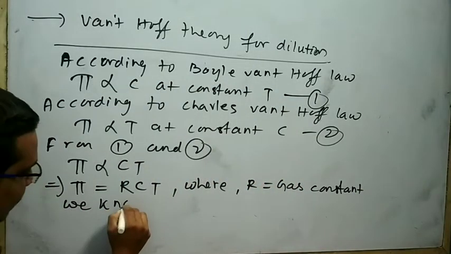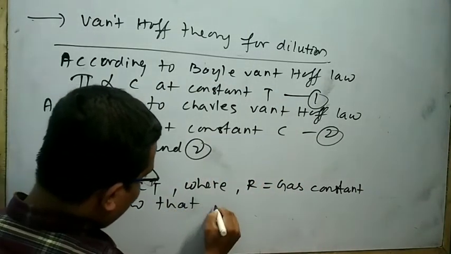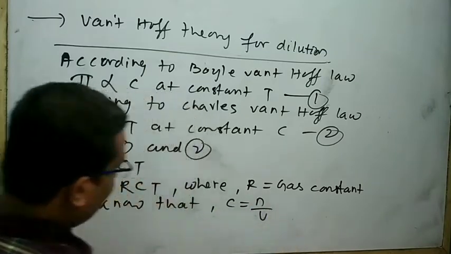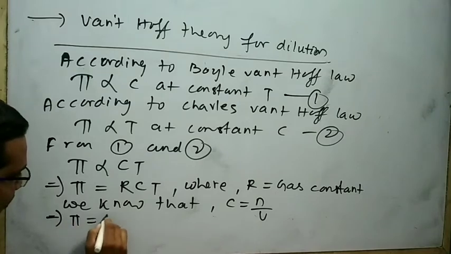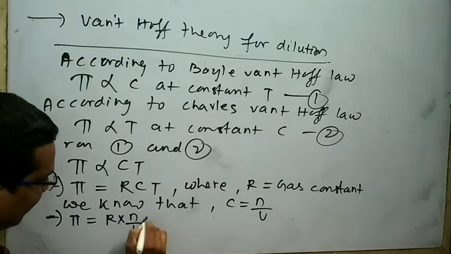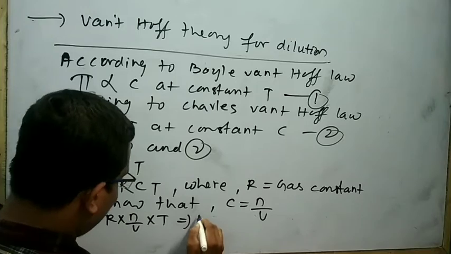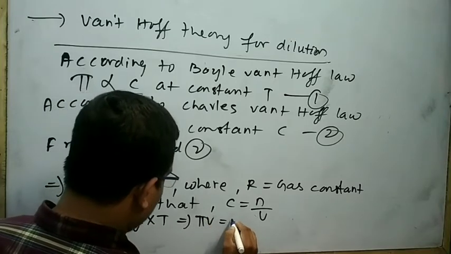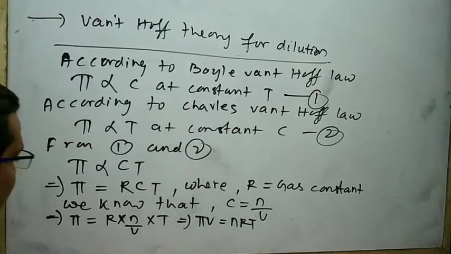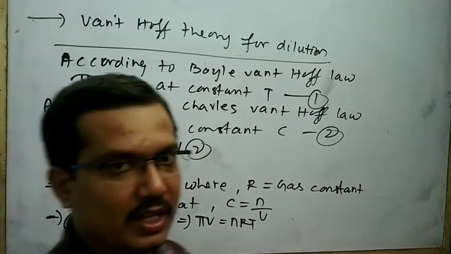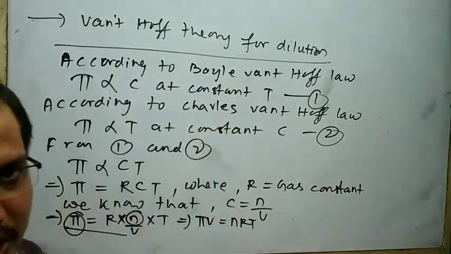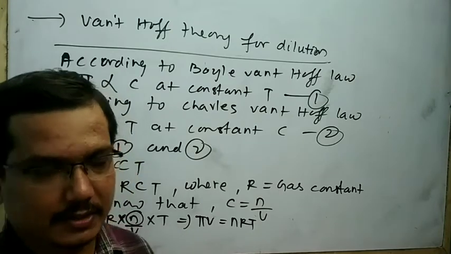We know that C equal to n by V. Now put the value of C here. Then I can write pi equal to R into n by V into T. Then I can write pi V equal to nRT. From this relation, it is clear that the osmotic pressure depends upon the number of moles of solute, but does not depend upon the nature of solute. So osmotic pressure is a colligative property.